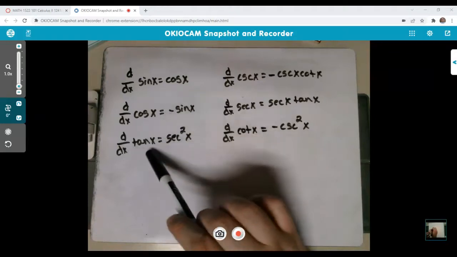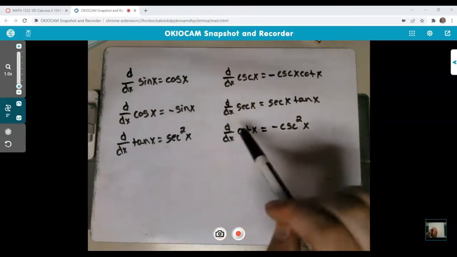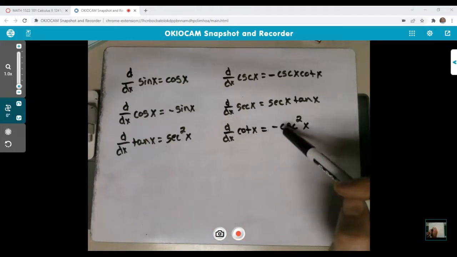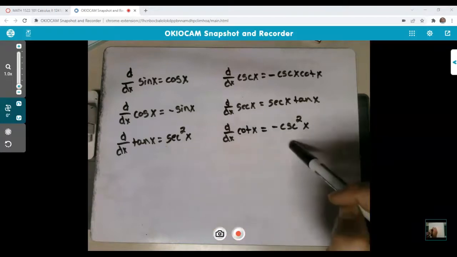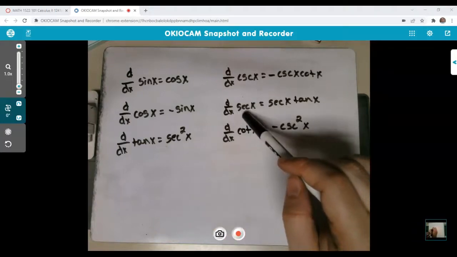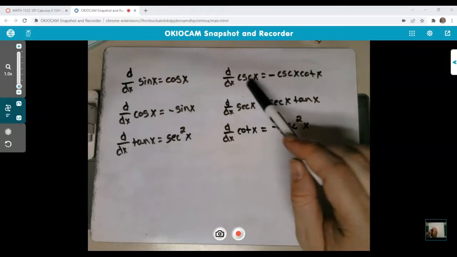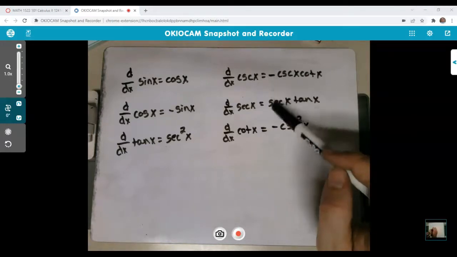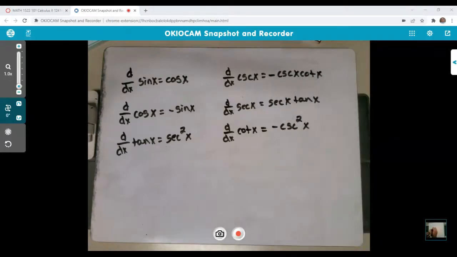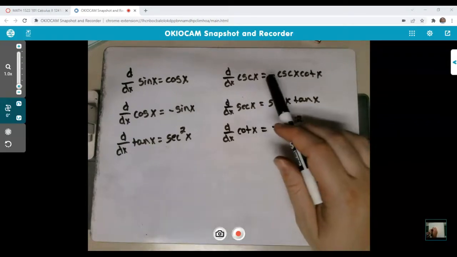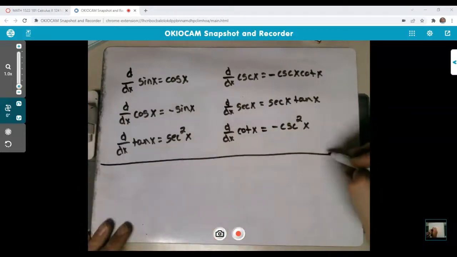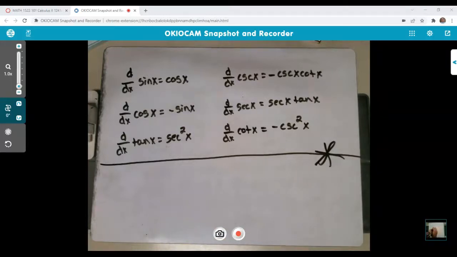Same thing over here. Tangent gave me secant squared, so cotangent gave me negative cosecant squared. I just added a co. Same thing over here. Secant of x gave me secant tangent, so cosecant gave me negative cosecant cotangent. So they're kind of the same. I'm just going to add a co and then change what the sign is. So yes, you do need to know all of these like the back of your hand.